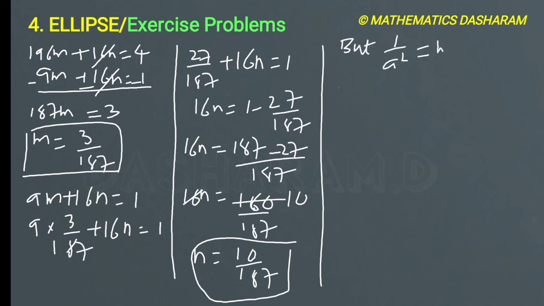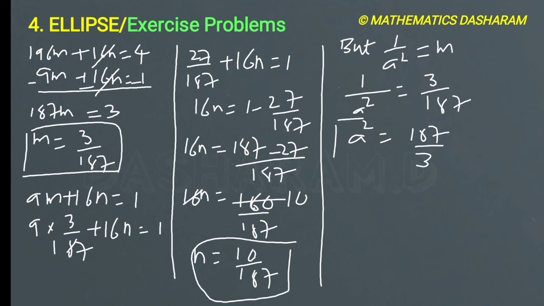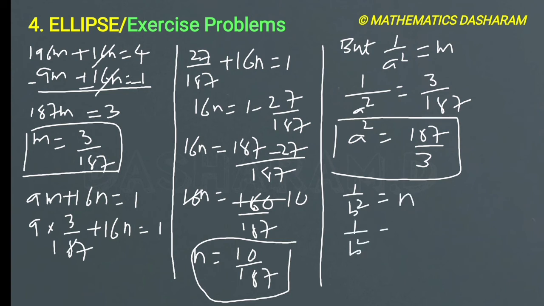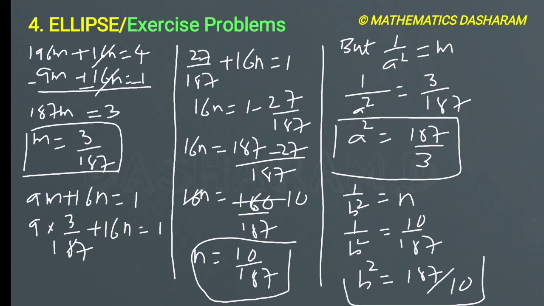But at the beginning we selected that 1 by a square equals m. So 1 by a square equals m value 3 divided by 187. So then a square equals 187 divided by 3. Next, 1 by b square equals n. So 1 by b square equals n value 10 divided by 187. Then b square equals 187 divided by 10.